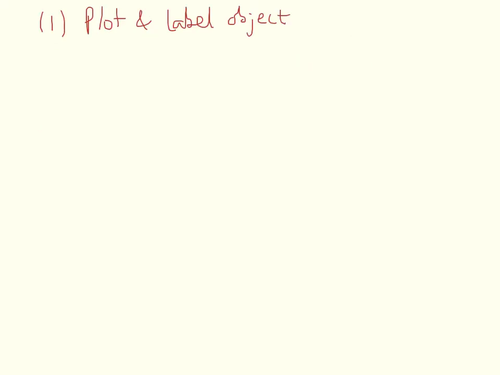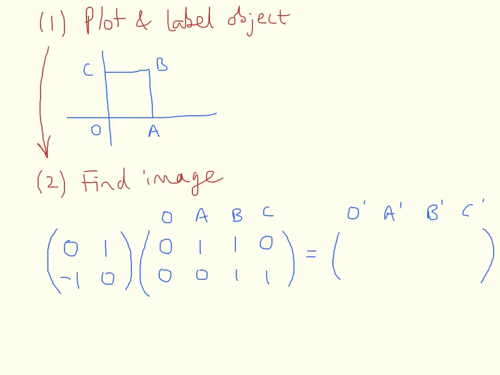For step 1 you should have done this. Here's the unit square. It's labelled O, A, B, C. The labels are important. Have a go at step 2. For step 2 it's this matrix multiplication. The image matrix is this.